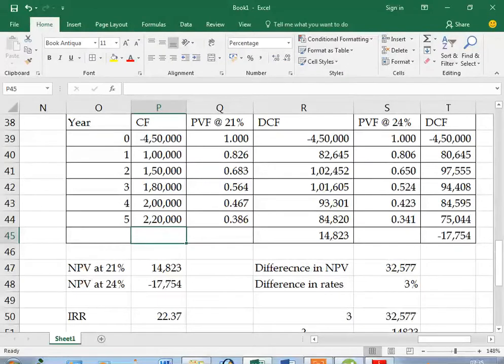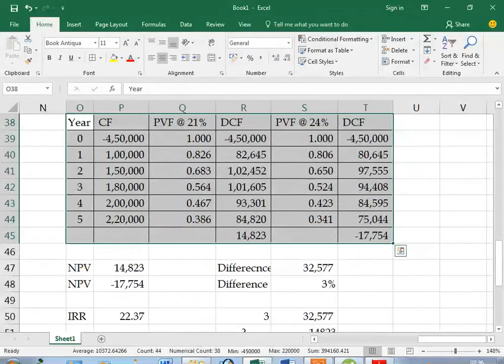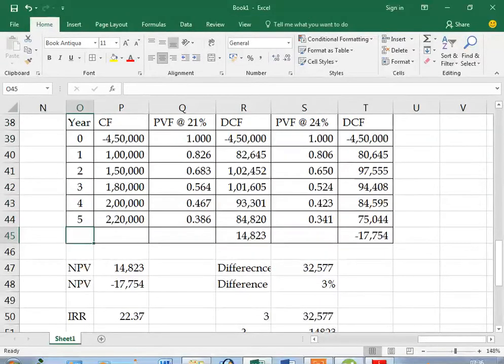The two-third concept will work in most of the problems, but at times it doesn't work also. So you will have to keep increasing or reducing the rate. At 21 we got positive NPV, at 24 we have got negative NPV. Complete this, then I take you through the next model.